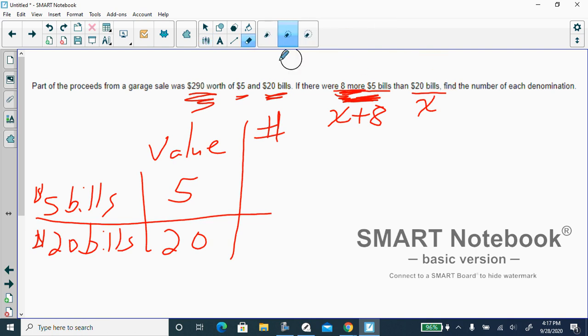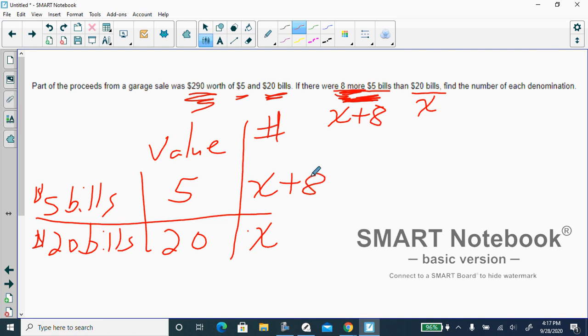Well, we don't know how many 20s there are. So we're going to let X stand for the amount of 20s. The amount of 5s is 8 more, so X plus 8.